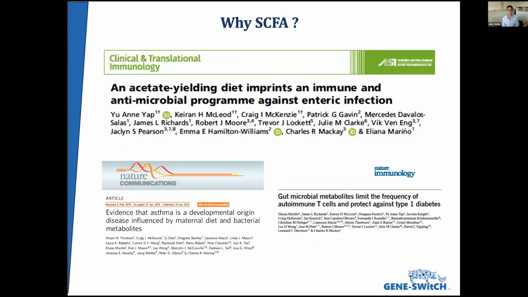But why short chain fatty acids? Just a few more papers from not in pigs but from the whole field. So in mouse models, an acetate yielding diet imprints an antimicrobial program. So this could be important in infection. Acetate delivered in the drinking water has been shown to attenuate asthma in a mouse sensitization model, and it was also effective in the maternal diet. So that was just given in the maternal diet. That interested us a lot when we were writing this proposal.